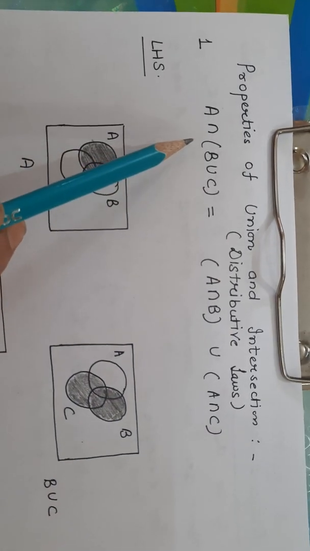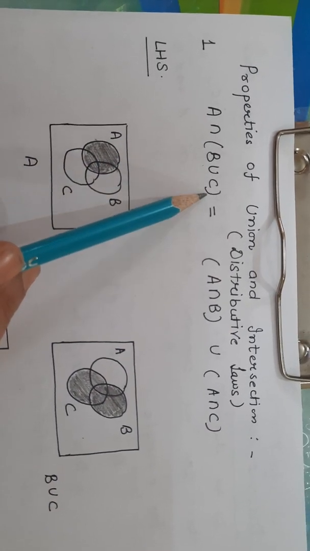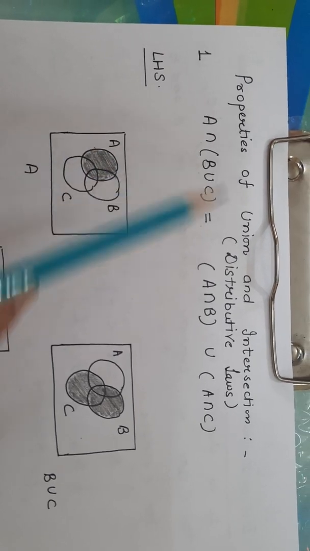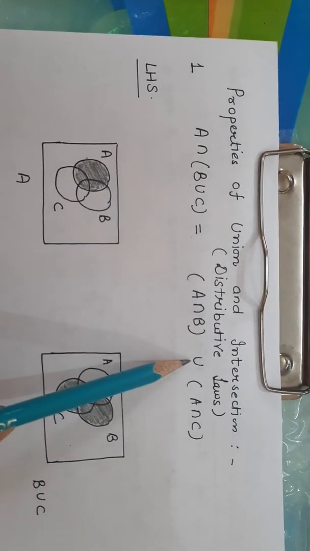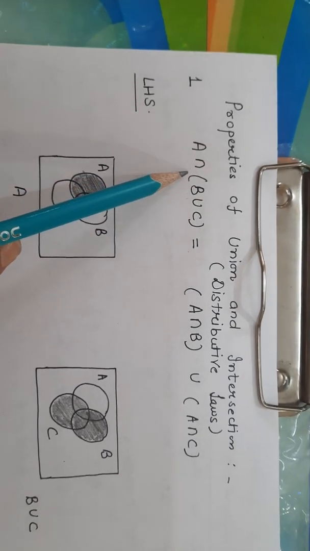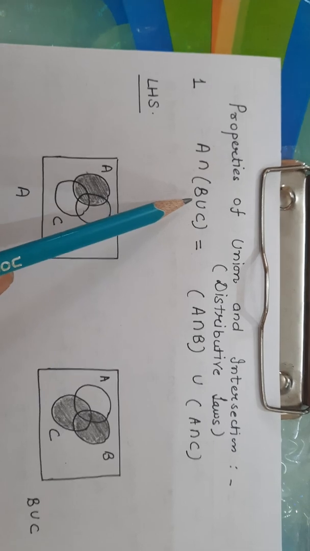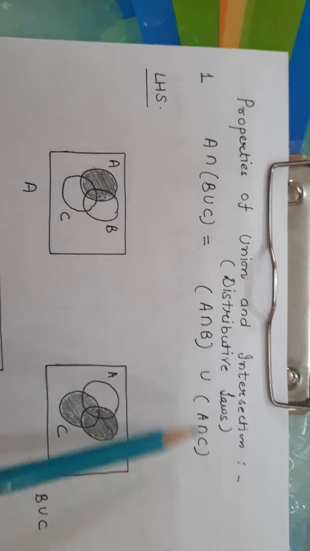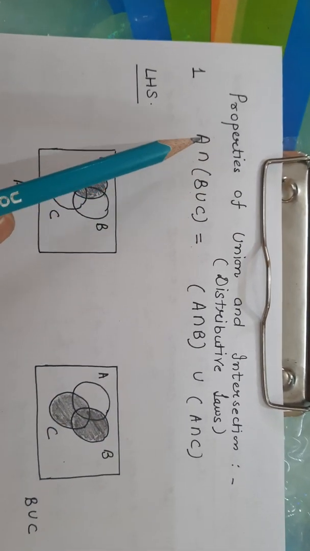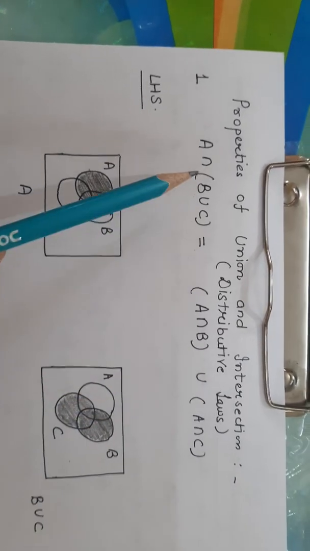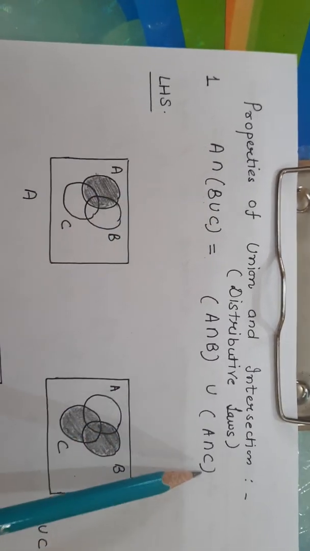Now A intersection B union C. This is equal to A intersection with B, and then this union A intersection C. Right? Here intersection is distributing over union. So the answer is A intersection B, then we have this union sign, A intersection with C.